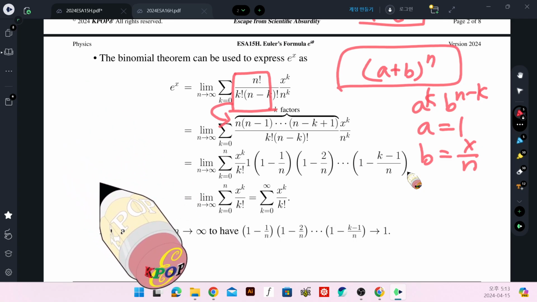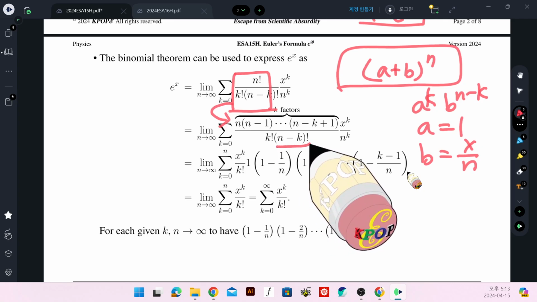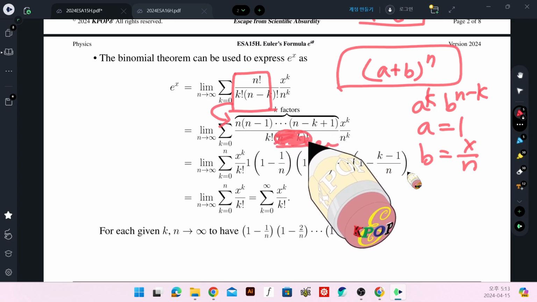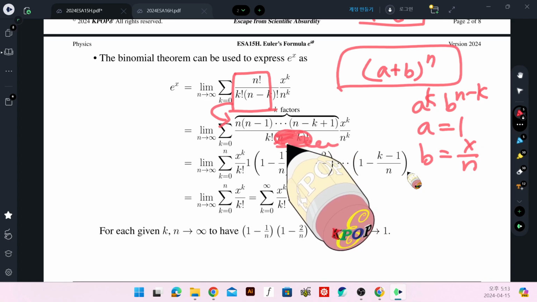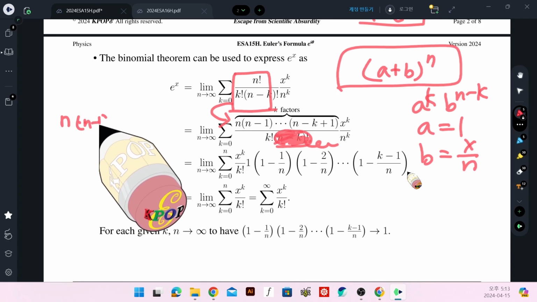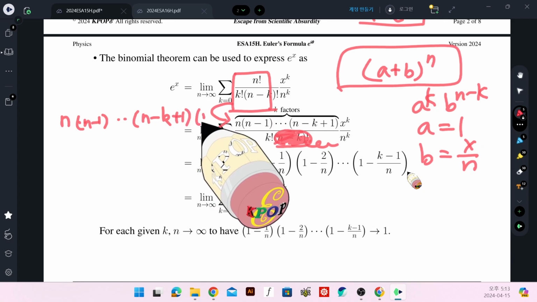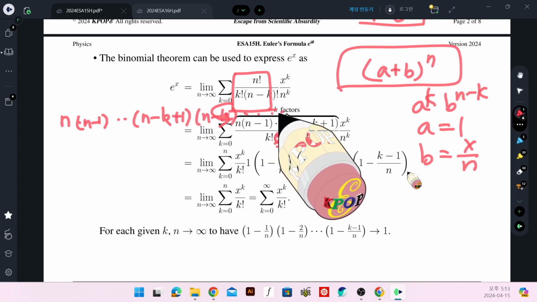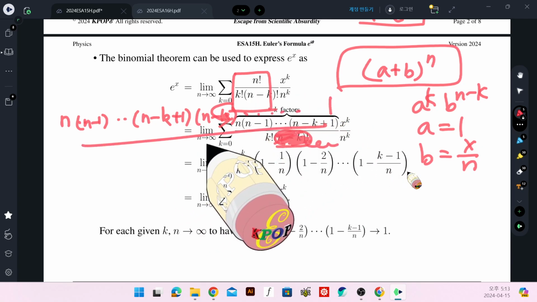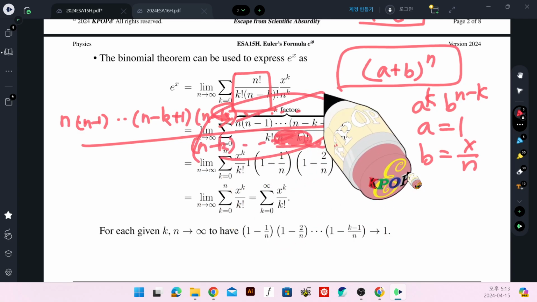By the way, this factor must vanish. This one is wrong. Because we have n, n minus 1, and so on to arrive at n minus k plus 1. n minus k to arrive at 1. And in the denominator, n minus k factorial is identical to this factor, so they cancel.